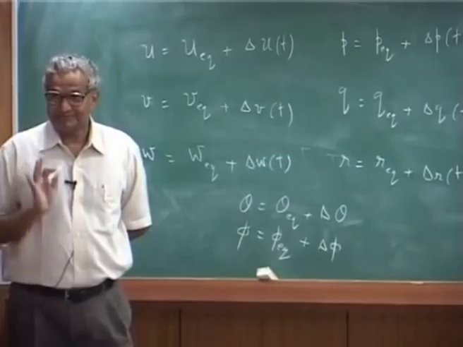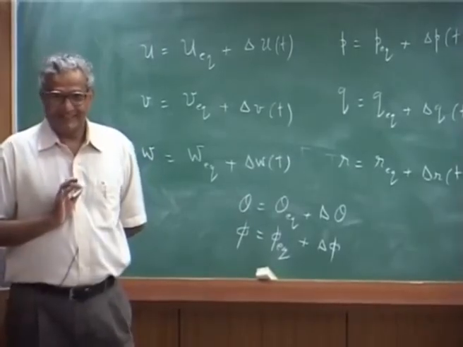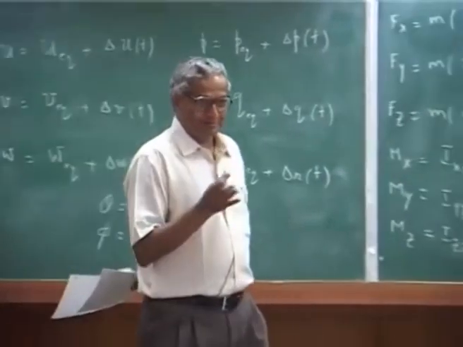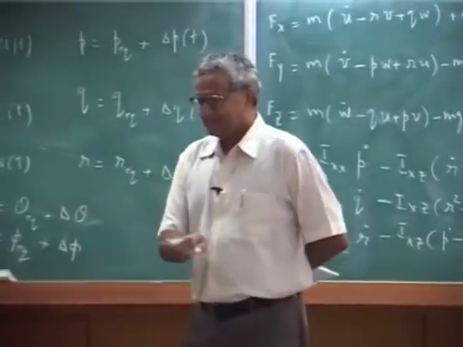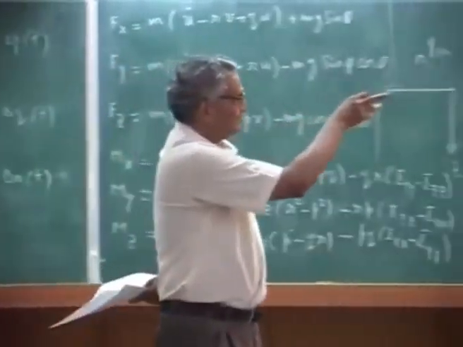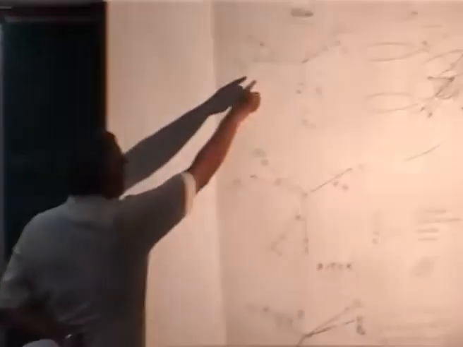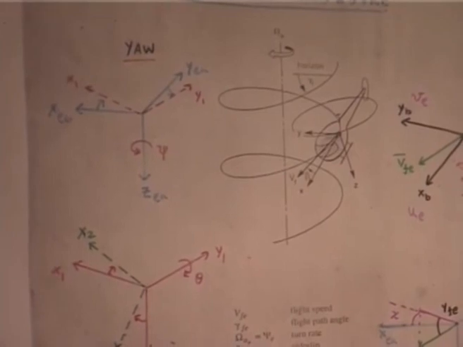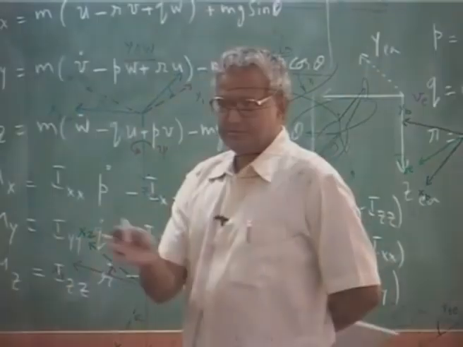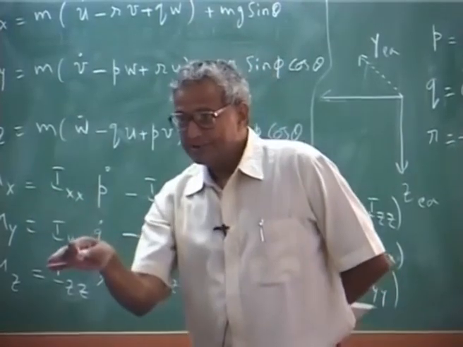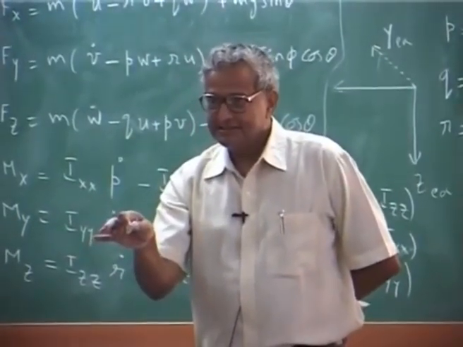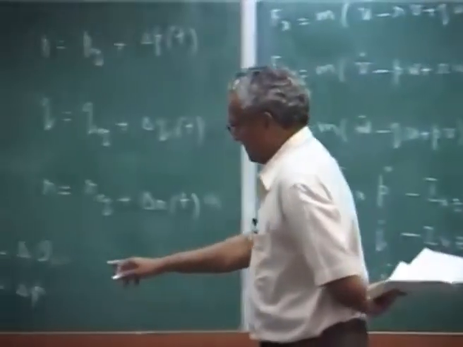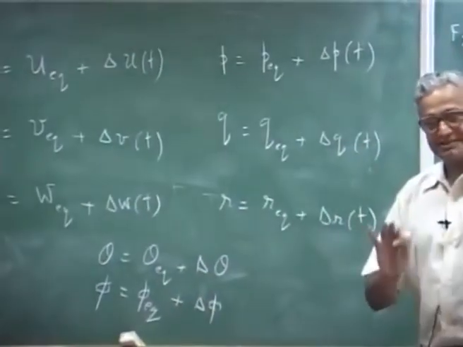Except psi, because there is no psi equilibrium, because the orientation can change as the helicopter turns. My angle, this psi, can keep on turning. There is no equilibrium for that. Please remember, that is why we allow that turn, because it is like a yaw rate pretty much, it can keep on turning. But the vehicle orientation is theta equilibrium, phi equilibrium there.